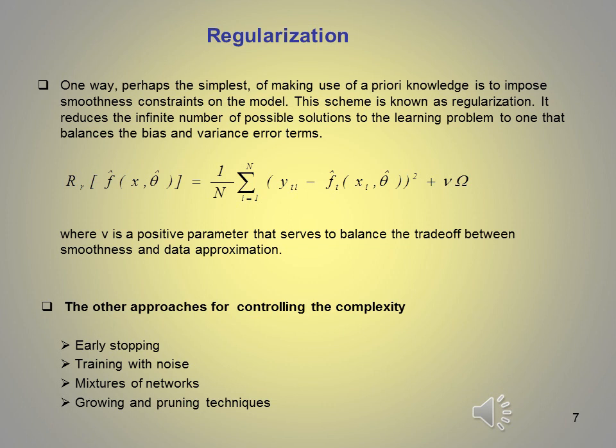One way, perhaps the simplest, of making use of prior knowledge is to impose smoothness constraints on the model. The scheme is known as regularization. It reduces the infinite number of possible solutions to the learning problem to one that balances bias and variance error terms. The other approaches for controlling the complexity, respectively, are early stopping, training with noise, mixtures of networks, and growing and pruning techniques.